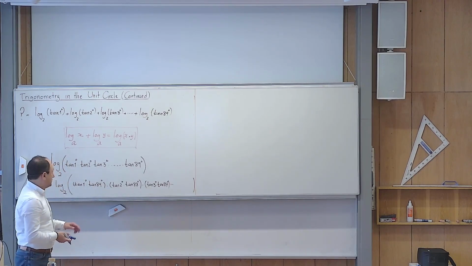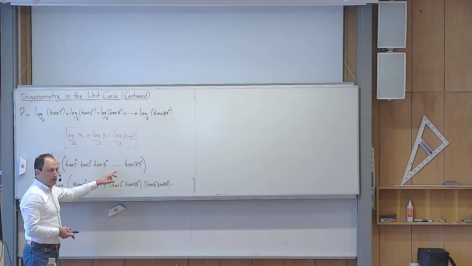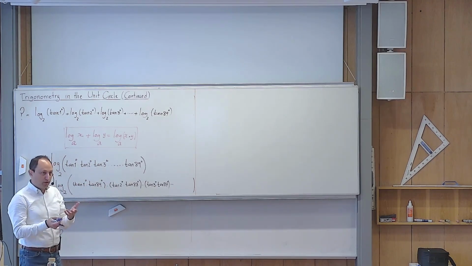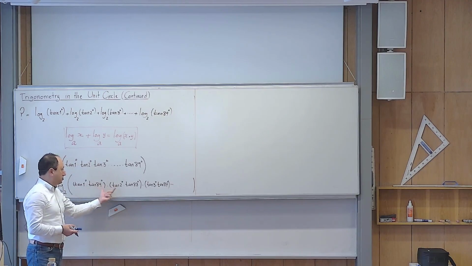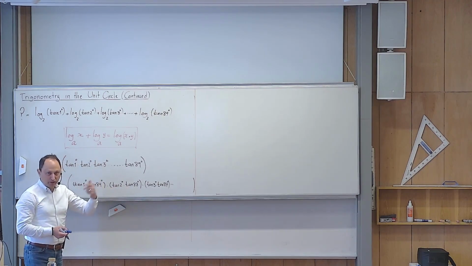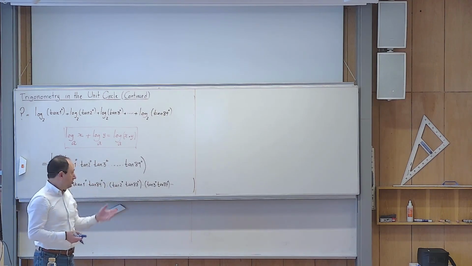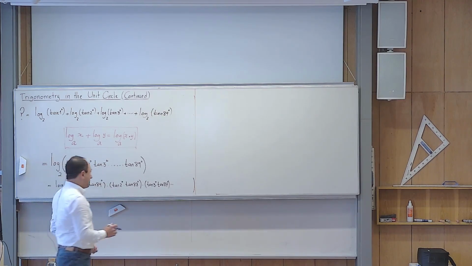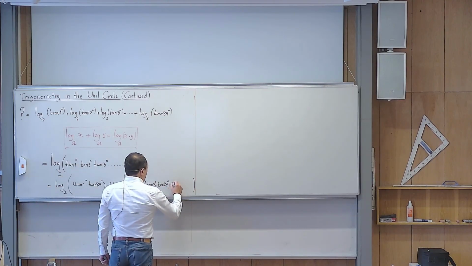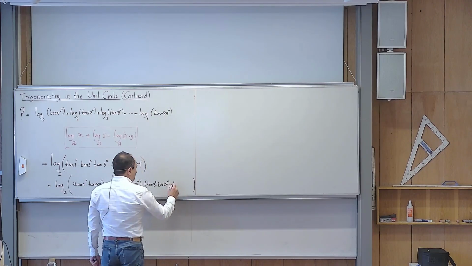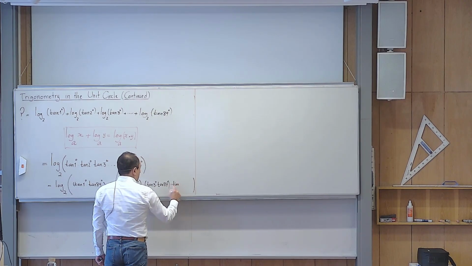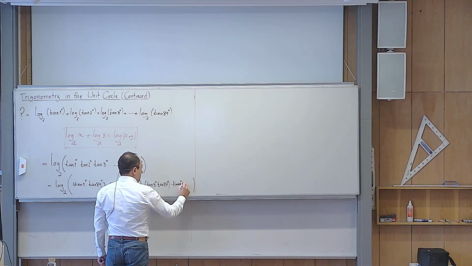Is that clear? How many terms are there from 1 to 89? That's an odd number, so of course I cannot group them in groups of 2. One will be left. Do you agree with me that what is left is just tan of 45 degrees? So in principle, if I want to continue this list, I can continue until tan 44 degrees multiplied by tan 46 degrees, but then multiplied by tan 45 degrees.